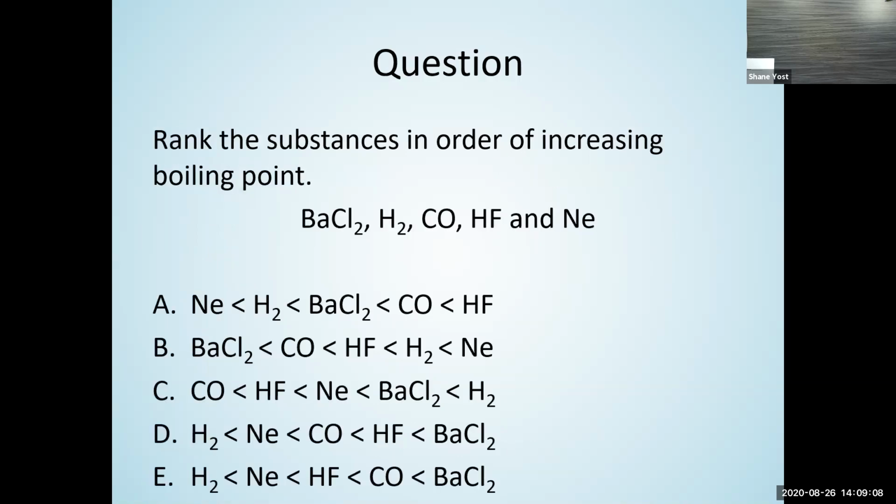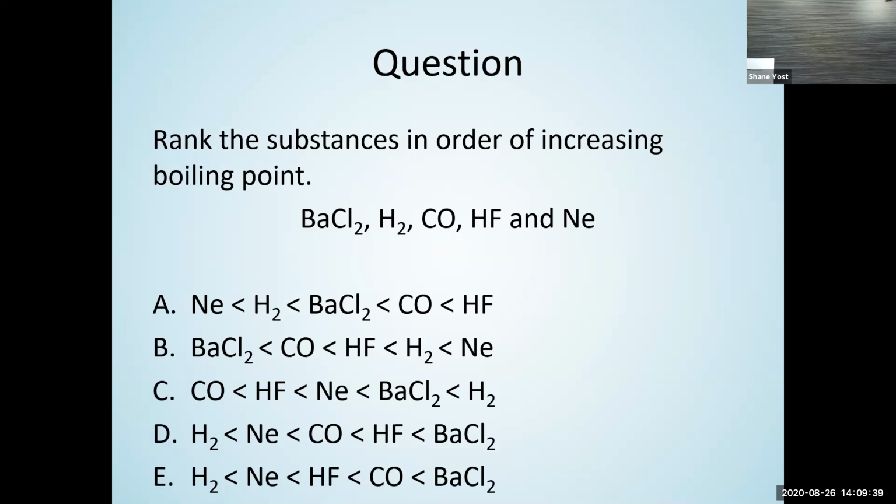Okay, the reasoning for neon again. Neon has only dispersion interactions, right? It has no bonds. It's just an atom, so it can't have dipole-dipole forces. Obviously, it can't have hydrogen bonding and so on. But neon is more massive than hydrogen, and that's why it has stronger dispersion interactions than hydrogen. Dispersion forces increase with molecular weight, with molecular size.